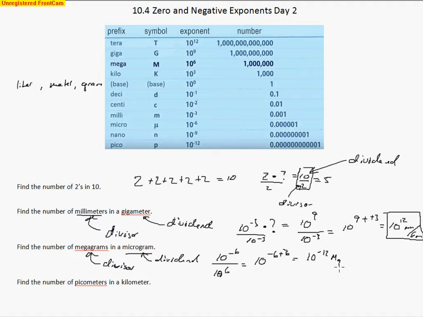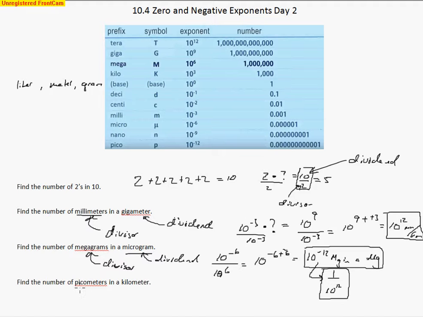So megagrams in a microgram, and microgram is mu, they use that instead of an m. If I wanted to write this with a positive exponent, that would be 1 over 10 to the 12th. So not too many. It's just a portion of a megagram that is going to fit into a microgram. It makes sense because a megagram is much bigger than a microgram, so just a portion of a megagram will fit into that microgram.